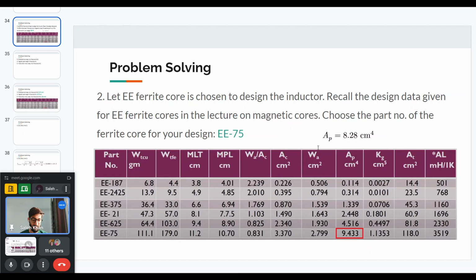Okay, so I hope that is clear. We select the core based on the area product that we calculated. The core should have an area product that is equal to or slightly higher than what we got in our calculations.